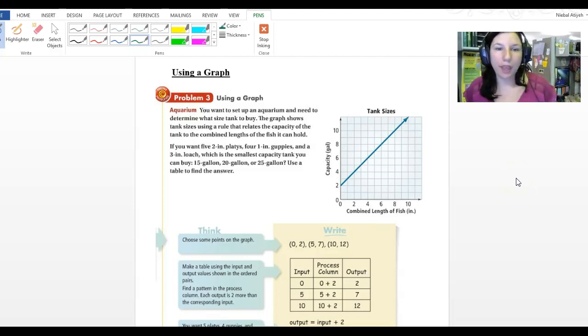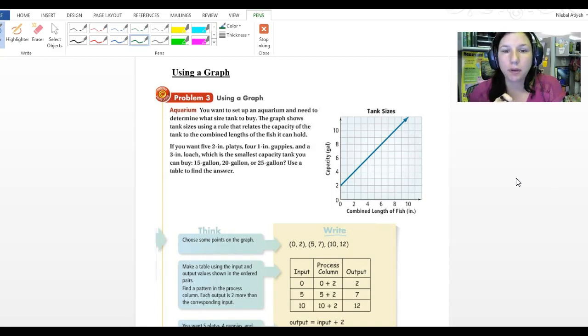Hello, I'm going to do a help video for example problem 3, and a heads up, this matches the same setup as one of your questions on, I think, the quick check for this lesson too. So if you can understand this problem, then you should be able to understand that one as well. For problem 3, we're going to be using a graph to understand the pattern here.